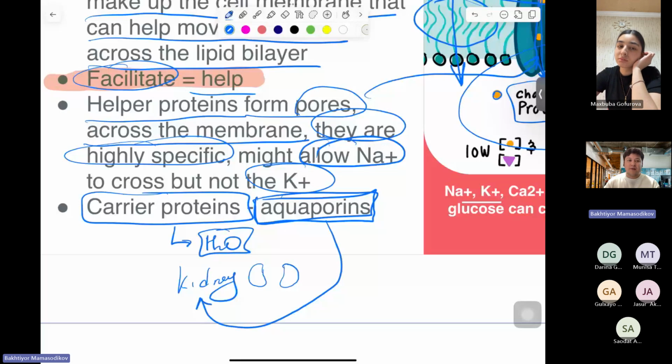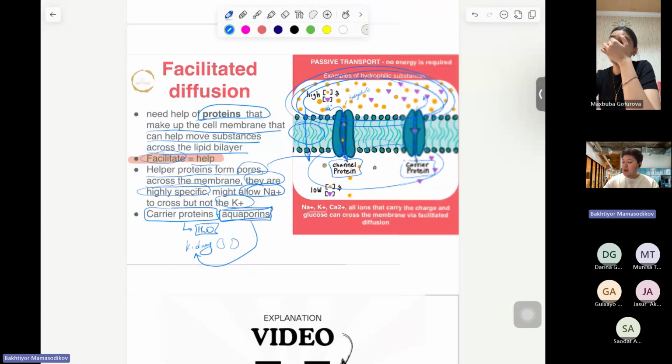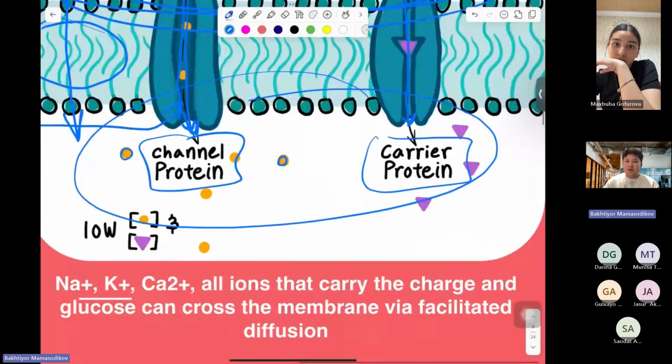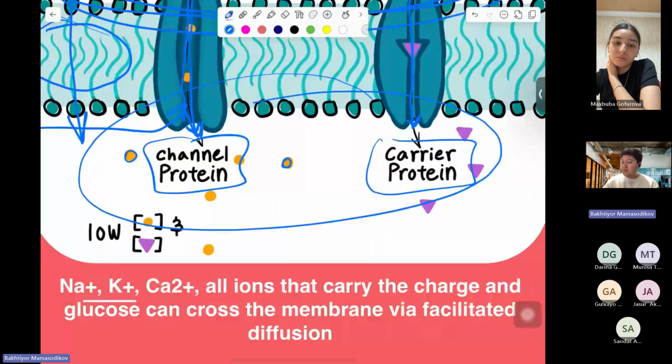Any question so far? If you don't have questions, I'm going to introduce the substances which can cross through these protein channels. The first is sodium. This is a charged ion. It has a charge. Potassium. This is potassium. It also has a charge. And calcium. Why do we need the calcium?